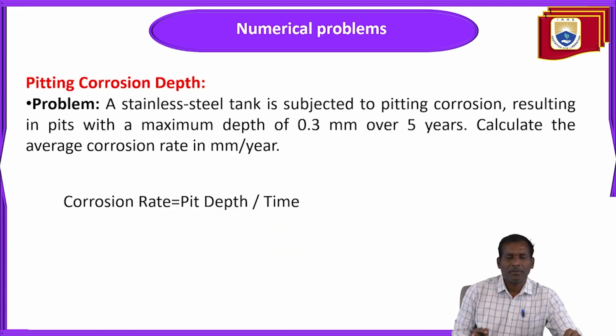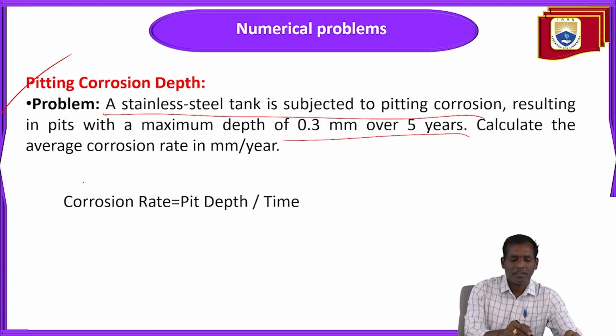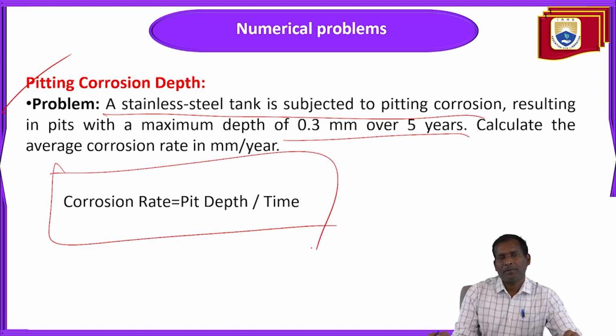So pitting corrosion depth. A stainless steel tank is subjected to pitting corrosion, resulting in pits with a maximum depth of 0.3 mm over 5 years. Calculate the average corrosion rate in mm per year. So the corrosion rate is pit depth over time. So here, what is the pit depth here, given 0.3. What is the time? 5 years. Very simple calculation.